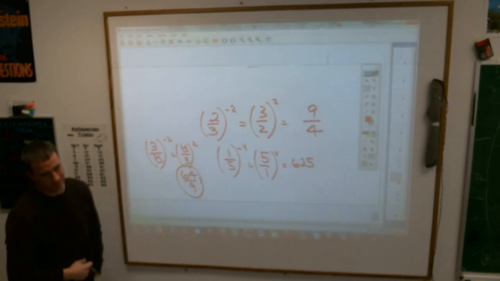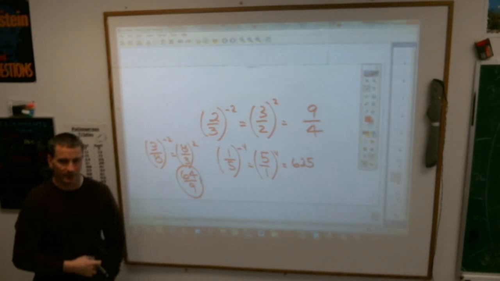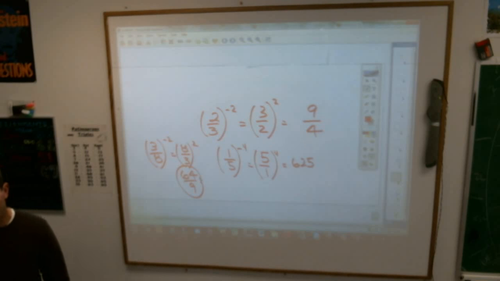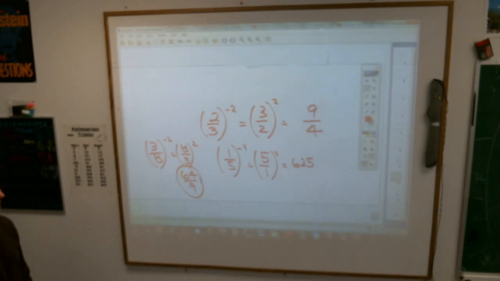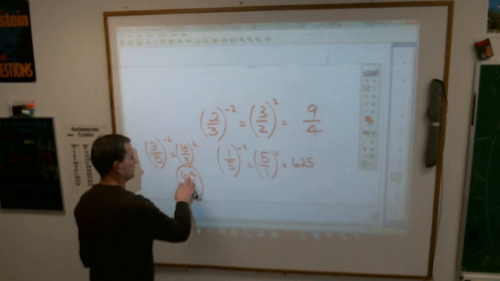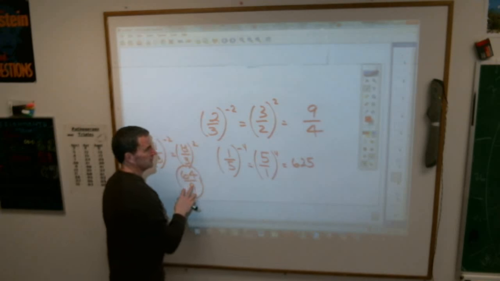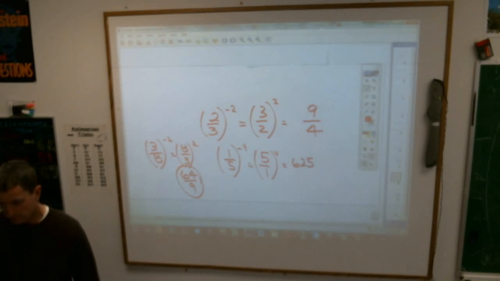Not difficult, but if you have good notes, you won't have to come ask me the next time you see them, because you'll have it there. Did you have a question? So we just leave it improper? Yes, as long as it's reduced. Usually in 7th grade, they start letting you leave it as improper as long as they're reduced, unless it specifically says to change to a mixed number.